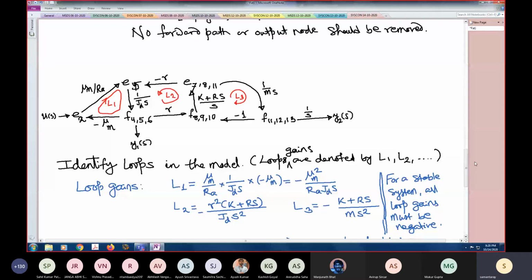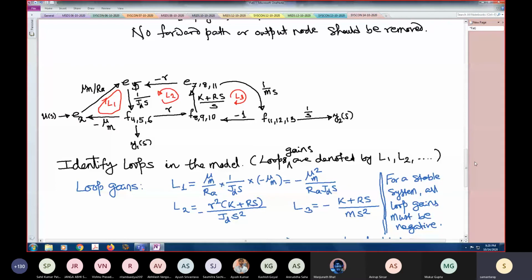We have only 3 loops, so we do not have a product of 3 non-touching loops. But you will get a product of 3 non-touching loops when you have at least 5 loops. If you have at least 5 loops, then you will get it. Otherwise, you will not get it. Okay.